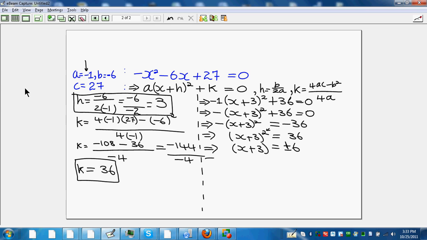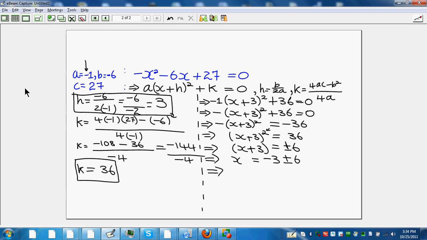What's the next step? X therefore will be equal to, I'm going to remove the plus 3 by doing the opposite of plus 3, which is minus 3. So I'm going to minus 3 on the left side, and therefore I must also minus 3 on the right side. So the right side becomes minus 3 plus or minus 6.